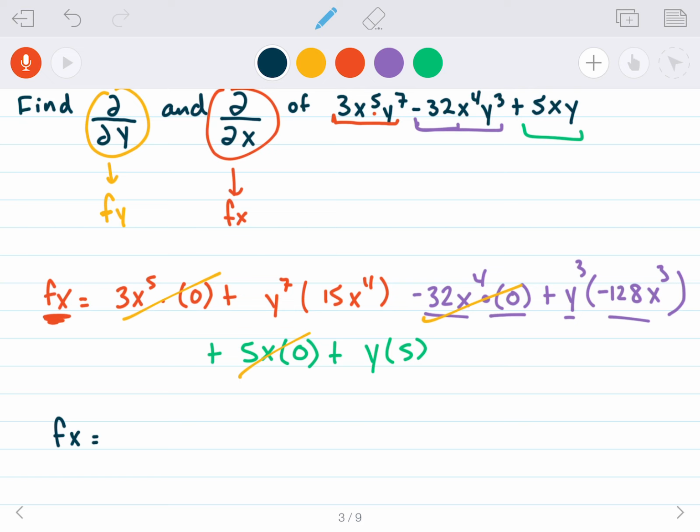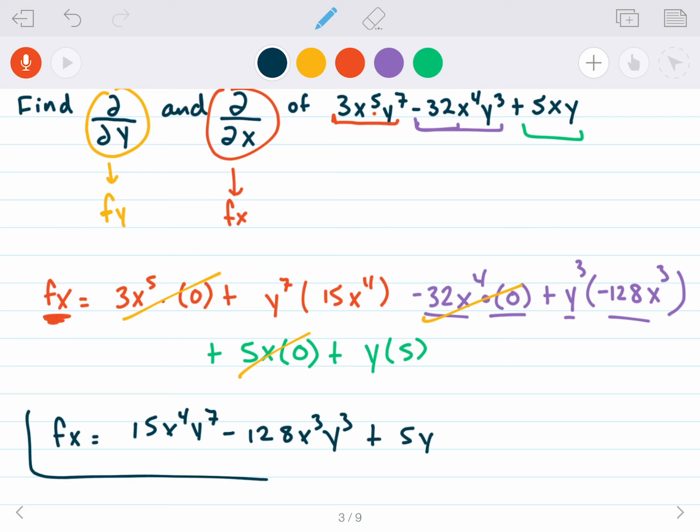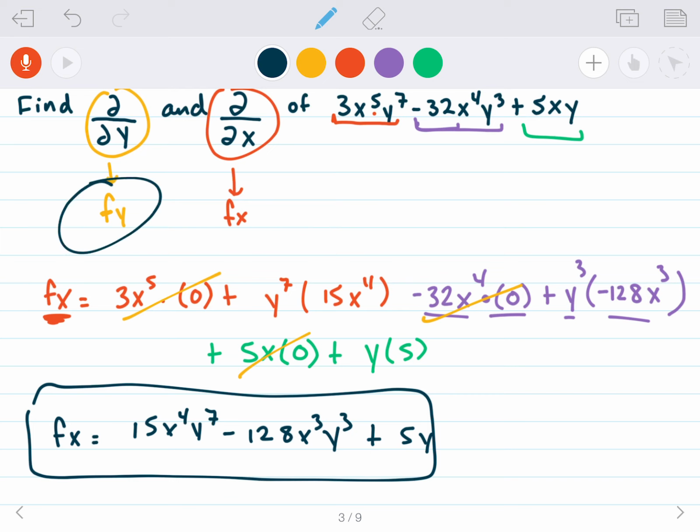we have 15x to the 4th, y to the 7th, minus 128 x to the 3rd, y to the 3rd, plus 5y. And that is my partial derivative in the x direction. Alright, now let's find the partial derivative in the y direction.